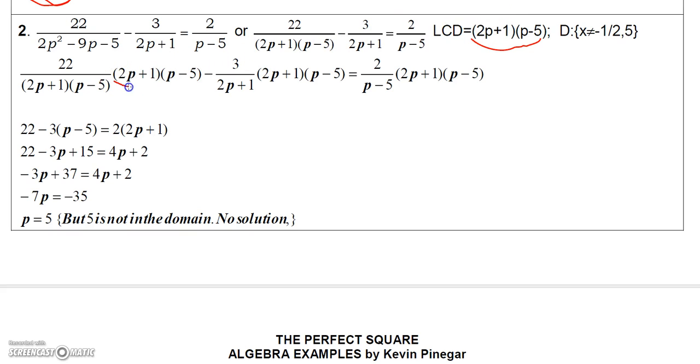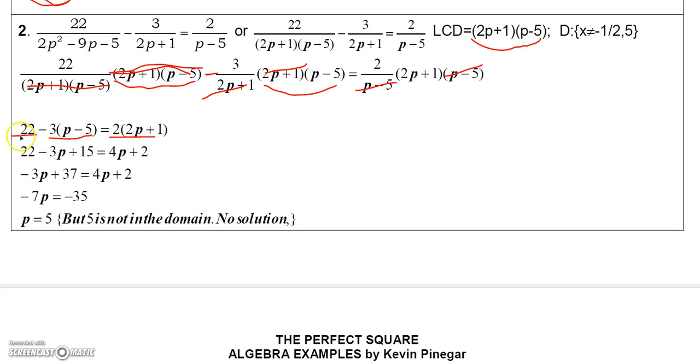So if I multiply the first term by that, just like before, both of these are going to cancel with this, and so I'll get 22. And then if I multiply the second fraction by that, the 2p plus 1's will cancel, and I'll get minus 3 times p minus 5, which I wrote right here. And then on the other side of the equal sign, the p minus 5's will cancel when I multiply, and I'll get 2 times 2p plus 1.